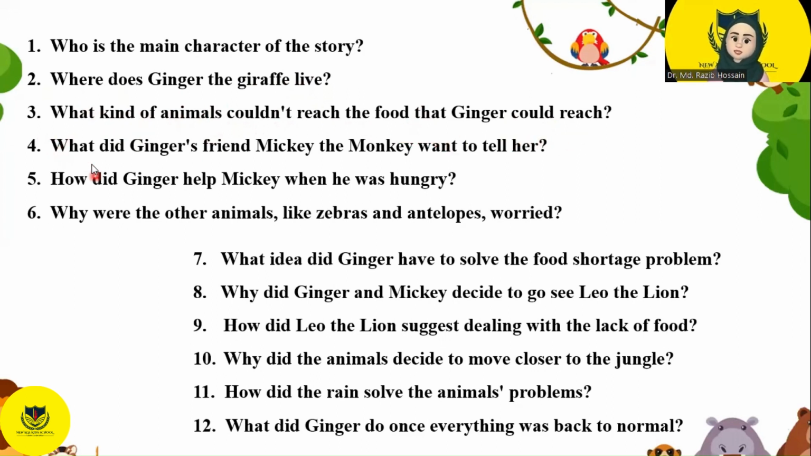Fourth question is, what did Ginger's friend Mickey the monkey want to tell her?